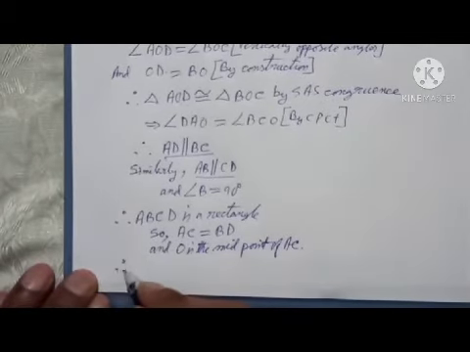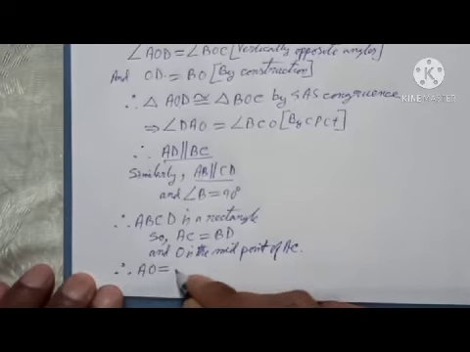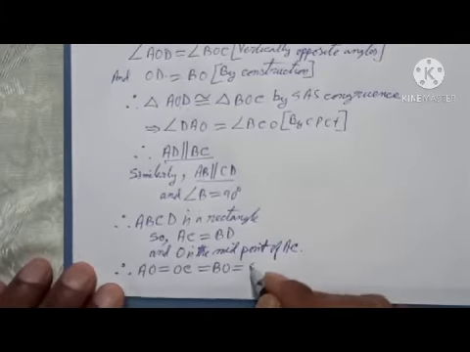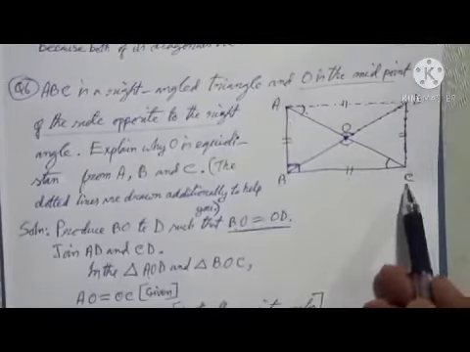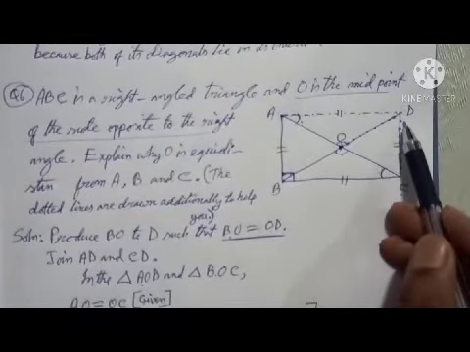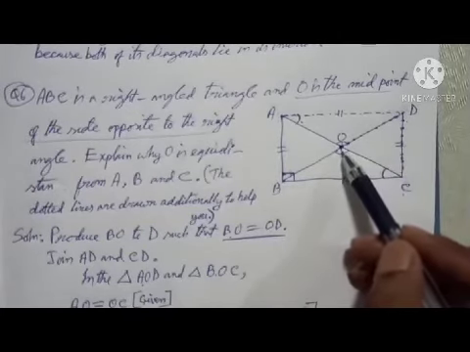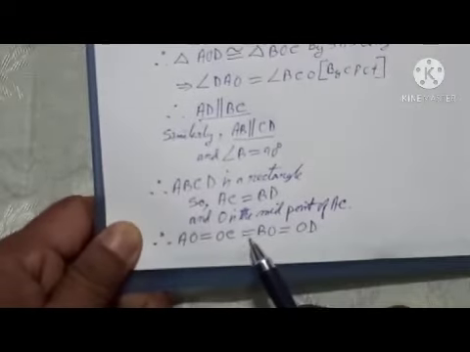Therefore AO is equal to OC, since O is the midpoint of AC. Since the diagonals AC and BD are equal, and O is the midpoint of BD as well, BO is equal to OD.